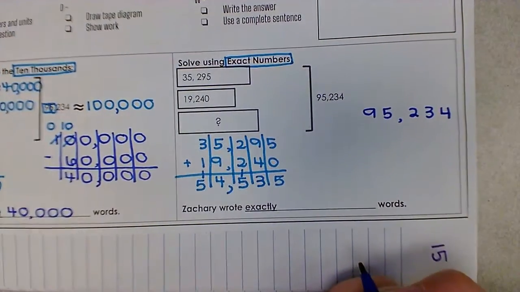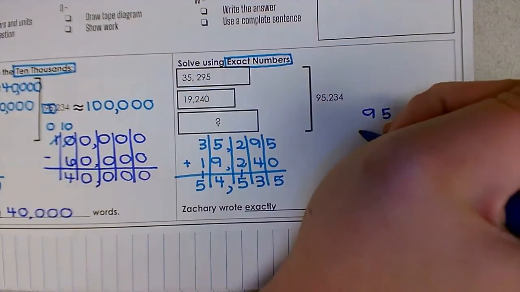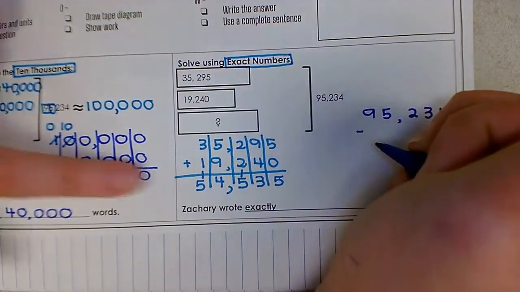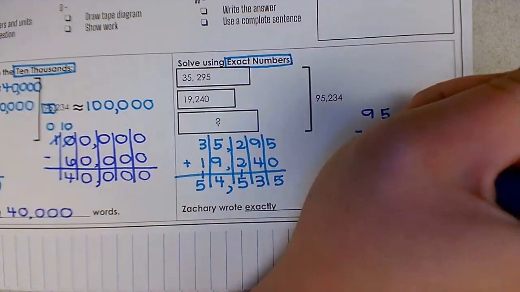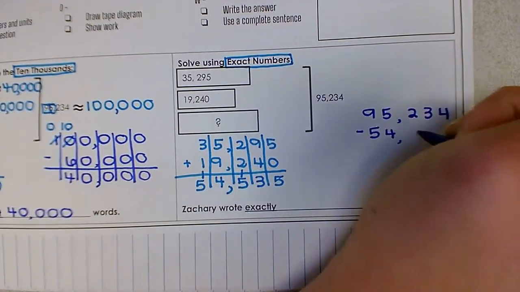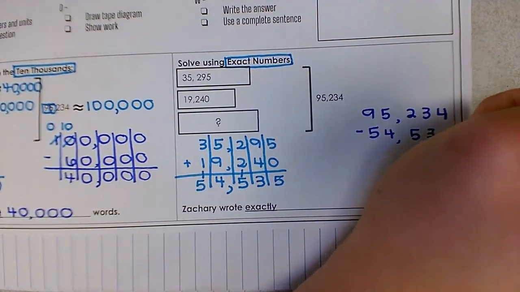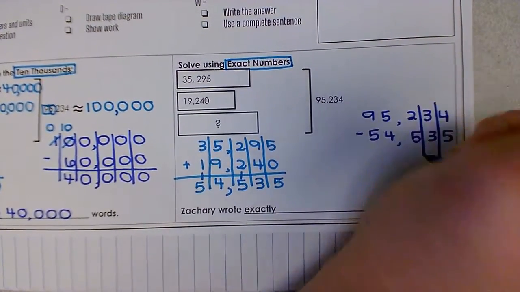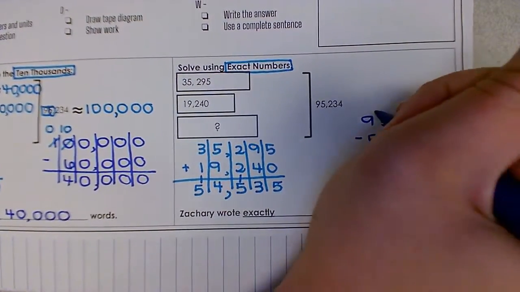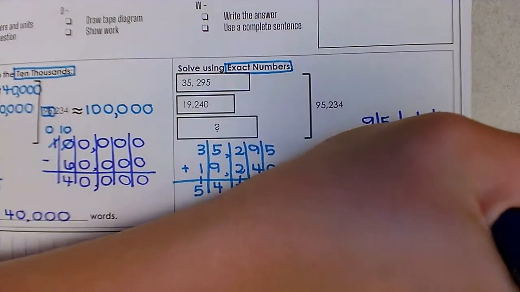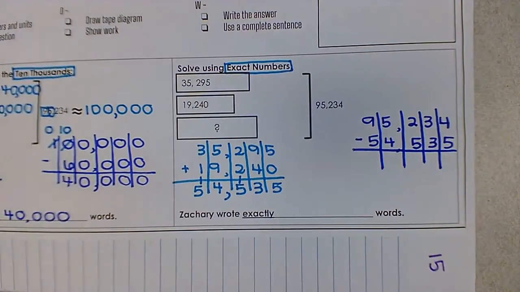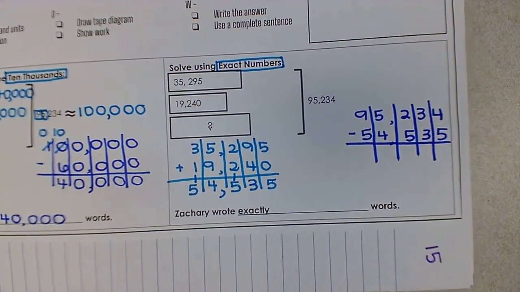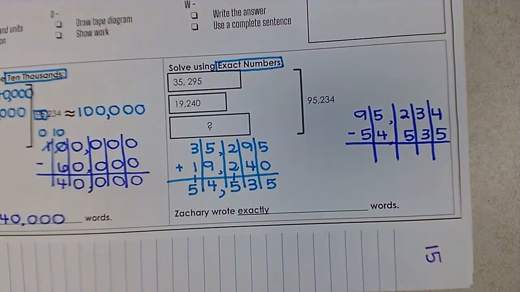95,234, and I'm going to take away 54,535. I'm being super careful to line up my place values. And again, I have my lines to keep me nice and straight. Remember, more on the top, no need to stop.